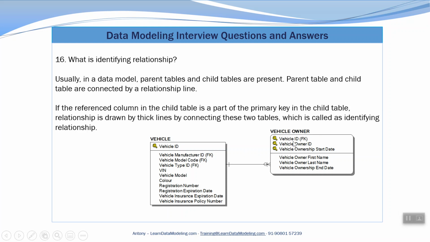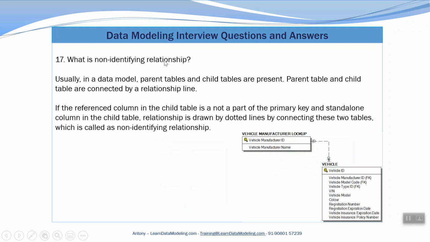and this vehicle ID goes to this vehicle owner table and vehicle ID is present here. If the referenced column in the child table, this vehicle ID column, is a part of the primary key in the child table, so we have to find out whether it's a part of the primary key or not. Yes, vehicle ID is a part of the primary key here. If the reference column in the child table is a part of the primary key in the child table, the relationship is drawn by thick lines. Here you can see thick lines. It is not a dotted line. Connecting these two tables, this is called an identifying relationship.